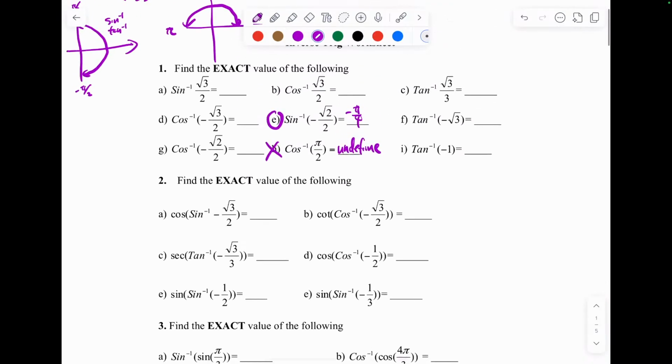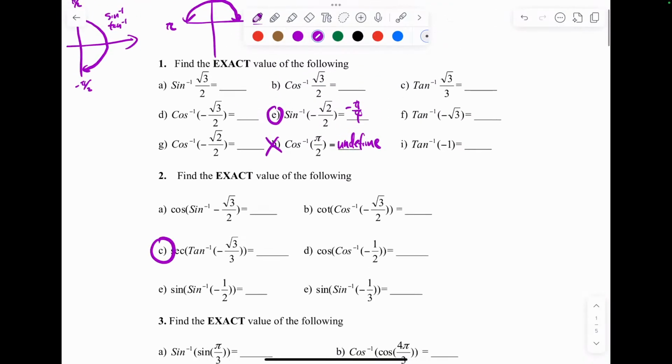But let's start with this question. Let's see how many of you guys can answer this one. Secant of tan inverse of -3 over 3.